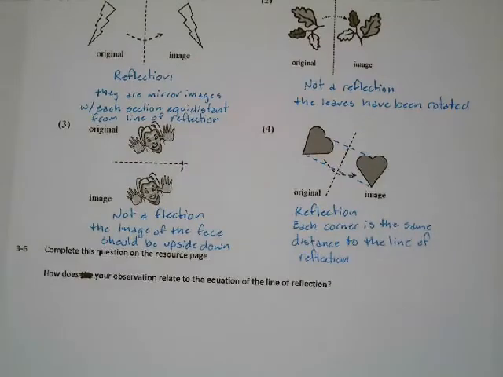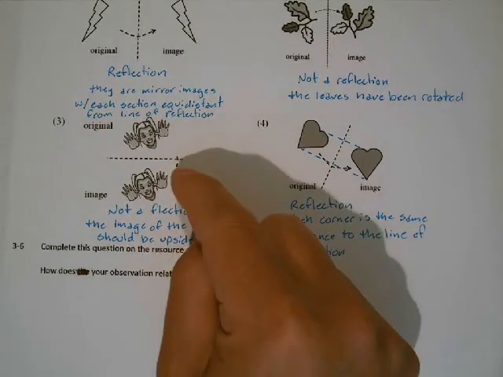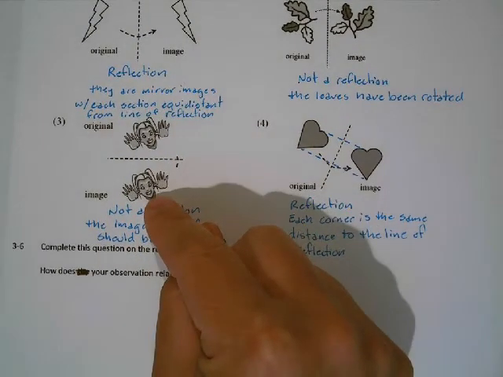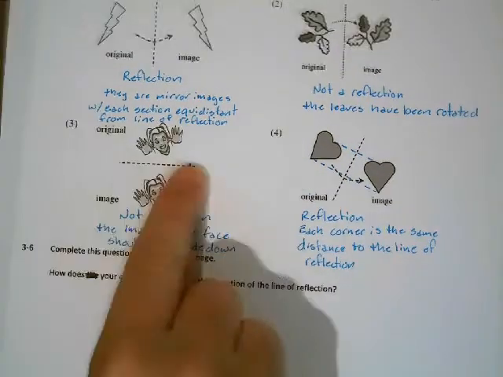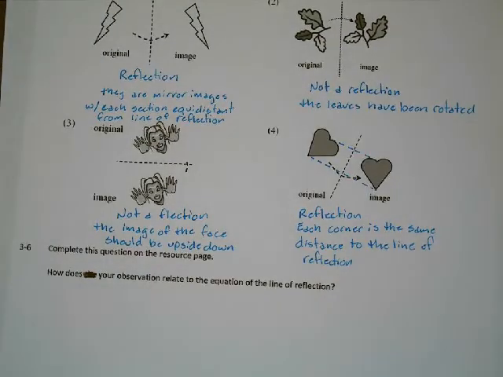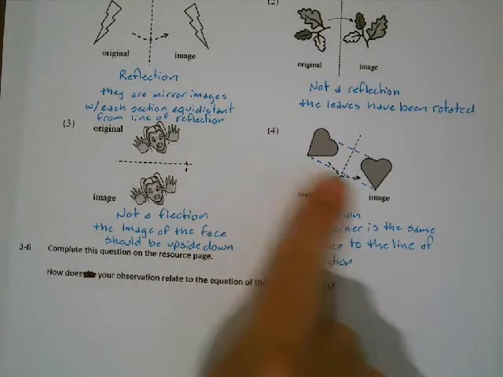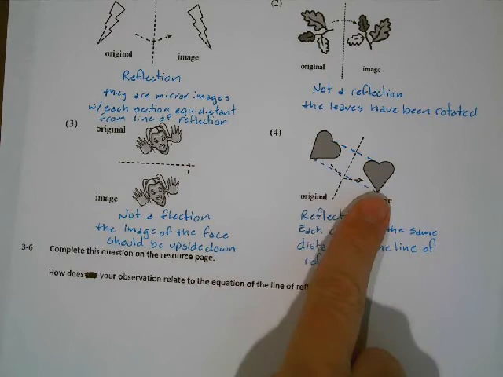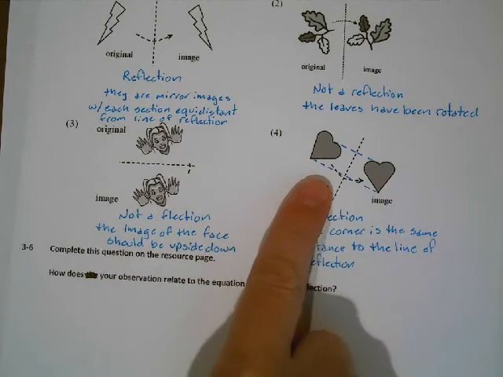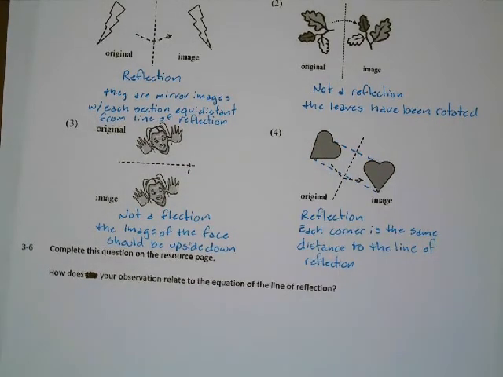Number 3 is also not a reflection. If this were a reflection, this face should have been upside down because we're flipping it over that line right there. And the last one is a reflection. I was just checking it out. It looks like we do have the same distance for our corners here. They're the same distance from each other from the line of reflection.